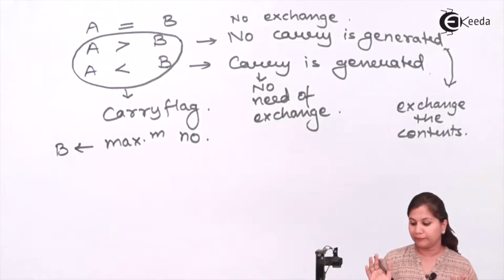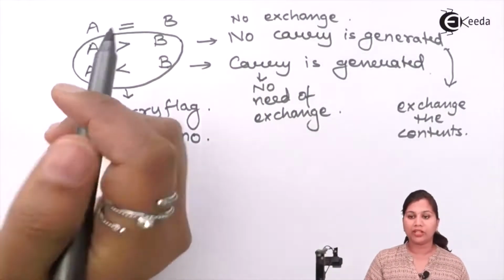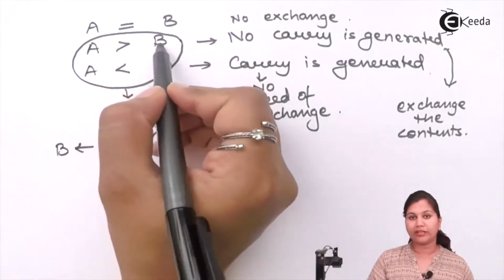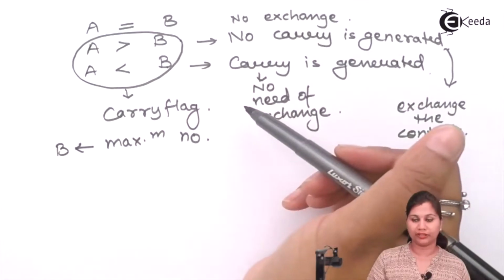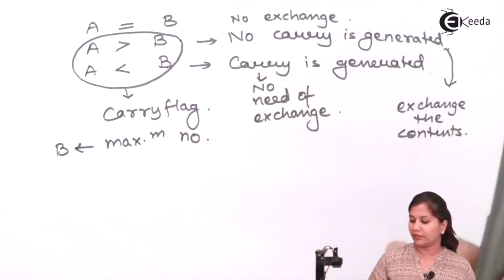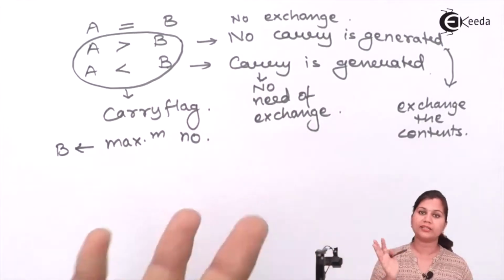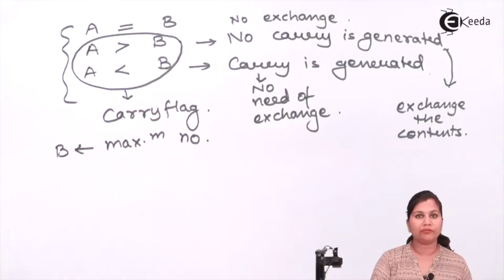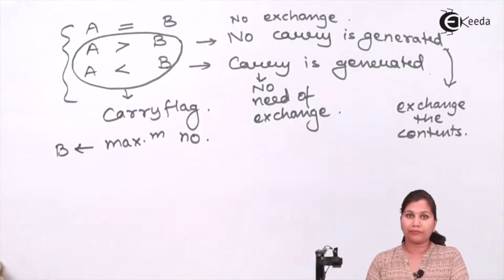So first of all, we compare whether the two numbers are equal to each other or not. If they are equal, don't do the exchange, compare the next number. If they are not equal to each other, then check whether the carry is generated or not. When no carry is generated, then exchange the contents. When carry is generated, there is no need to exchange the contents, then compare the next number. So these are the three possibilities whenever we are comparing two numbers. This concept we are going to use in our program to find the maximum number in an array.